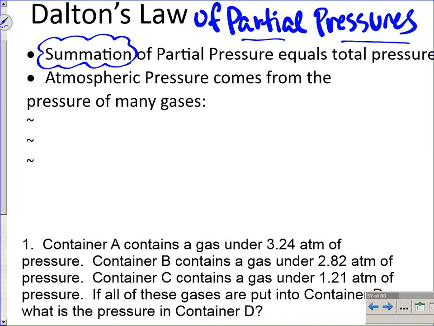So, let's talk about the atmosphere. Shout out some gases in our atmosphere. Nitrogen. How do I write nitrogen? N2. What else?